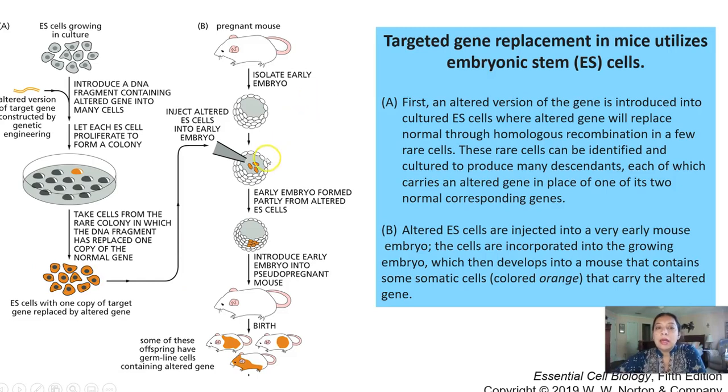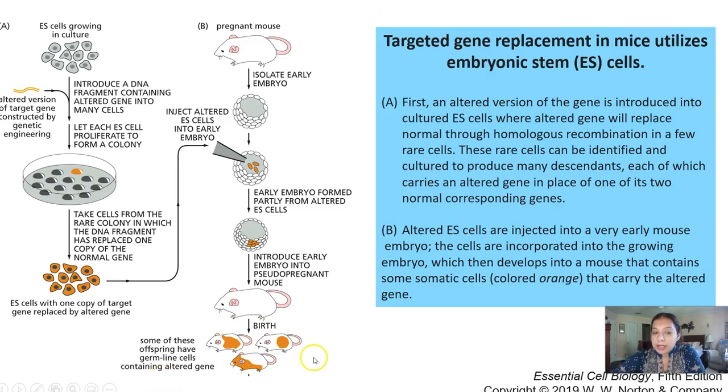This is going to be then injected into an early embryo that is formed. So we isolate early embryos from pregnant mice, and then we inject these embryonic stem cells, with one copy of the target gene altered or replaced, into an early embryo. This is going to lead to some part of the mouse having the mutation or the altered form of the gene, while the remaining is going to remain the same way. And once these cells are part of that early embryo, they are introduced back, usually not to the same mouse, but into pseudo-pregnant mice and allowed to give birth.